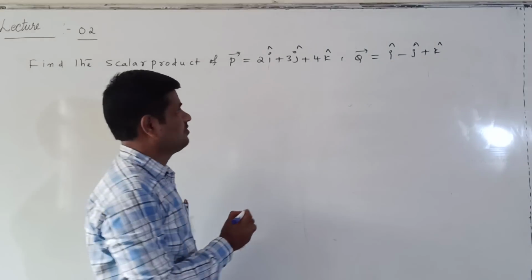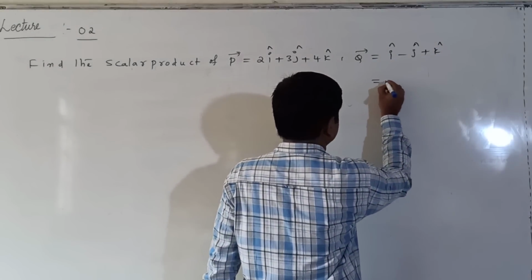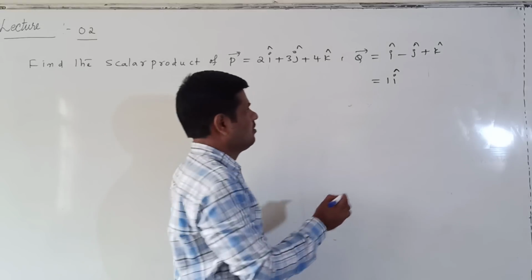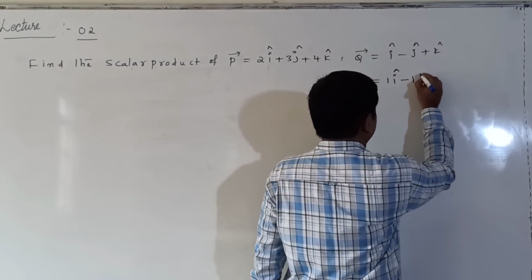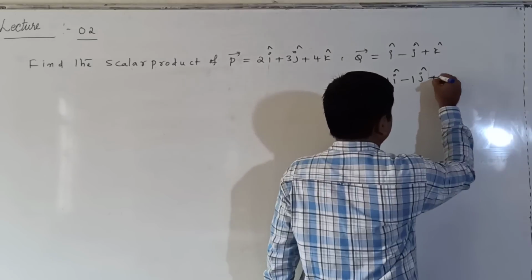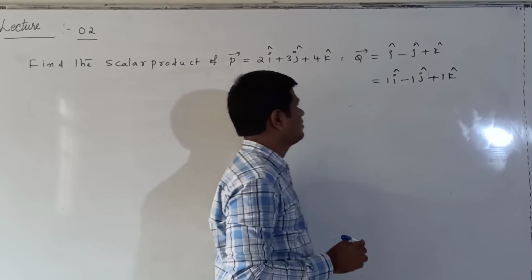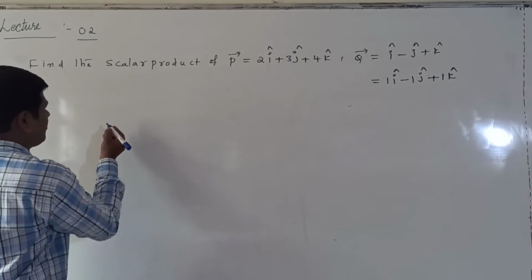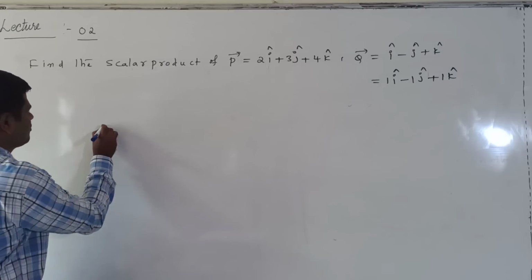Right, what is the meaning of this? We can write it like this also: 1 into i cap is equal to i cap, minus 1 into j cap, plus 1 into k cap. This is q bar. Right, now find the scalar product. Scalar product means dot product.